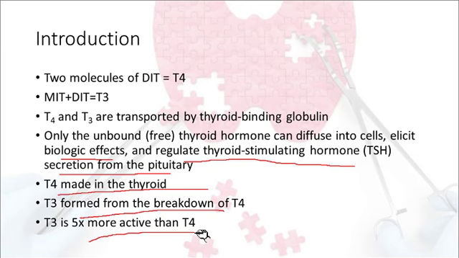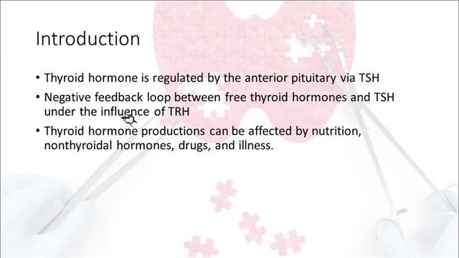Thyroid hormone production is regulated by the anterior pituitary through thyroid stimulating hormone, which in turn works under a negative feedback loop by controlling the circulating levels of free thyroid hormone and the positive influence of the hypothalamic thyrotropin releasing hormone, or TRH. Thyroid hormone production can be affected by nutrition, non-thyroidal hormones, drugs, and even illnesses.